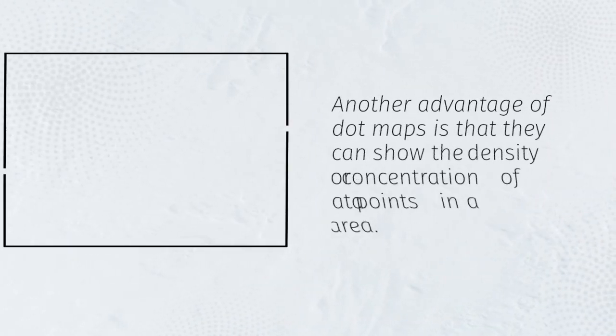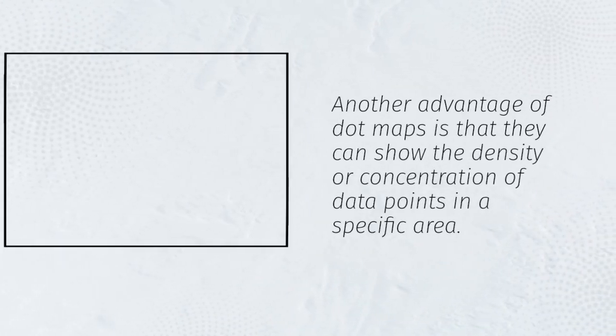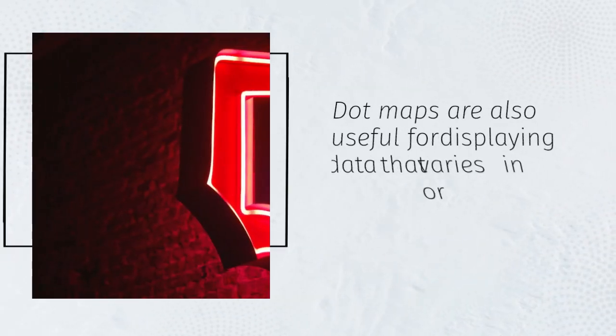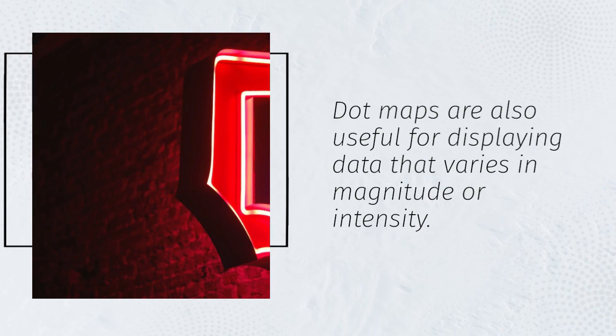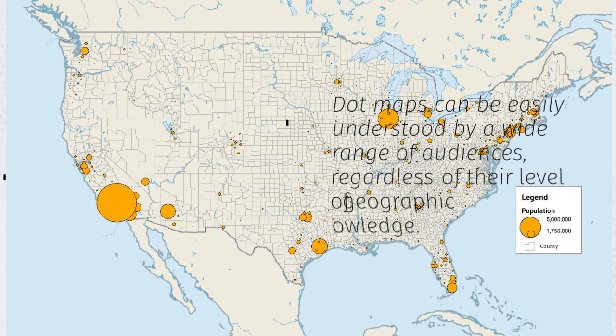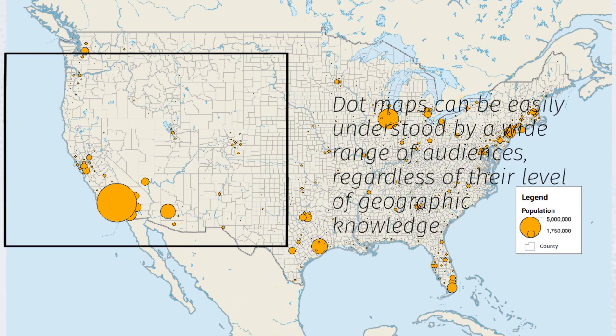Another advantage of dot maps is that they can show the density or concentration of data points in a specific area. Dot maps are also useful for displaying data that varies in magnitude or intensity. Dot maps can be easily understood by a wide range of audiences, regardless of their level of geographic knowledge.